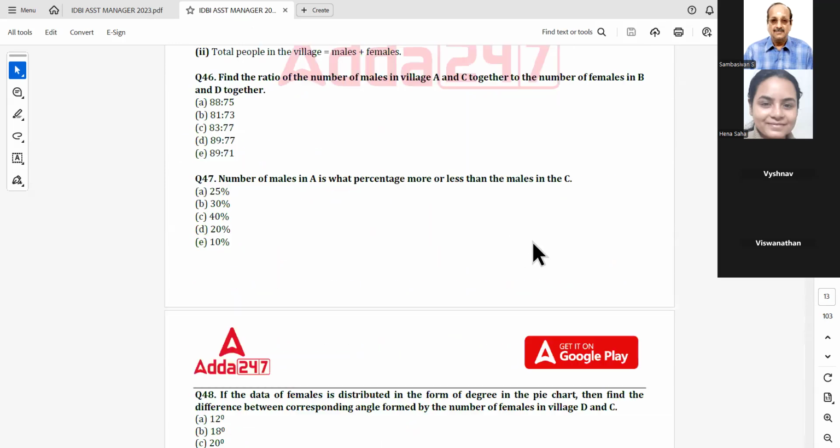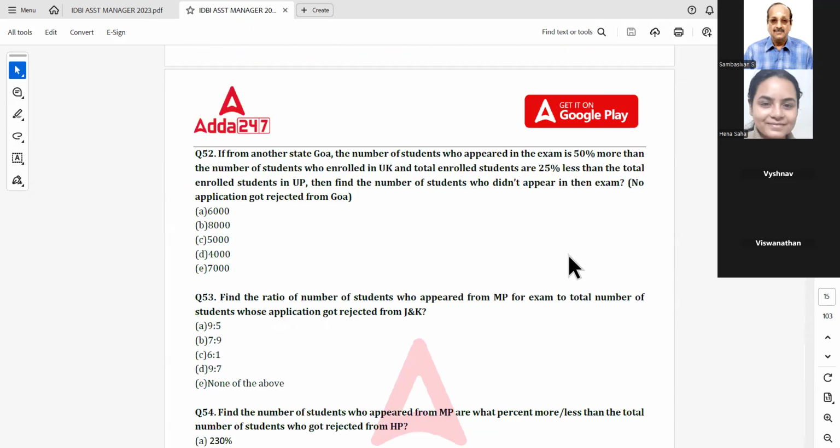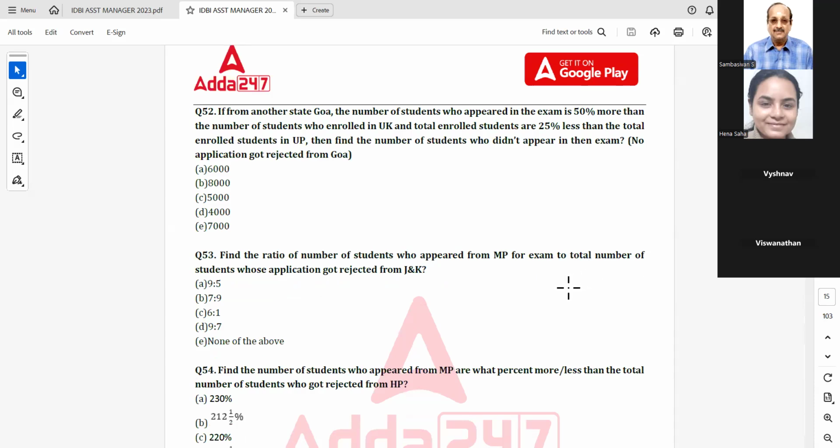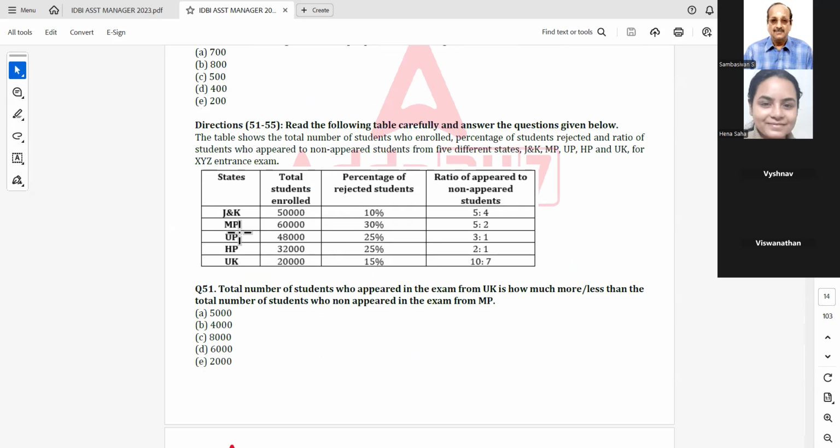53. If the ratio of number of students appeared from MP for exam to total number of students whose applications got rejected in JNK, number of students who appeared in MP.